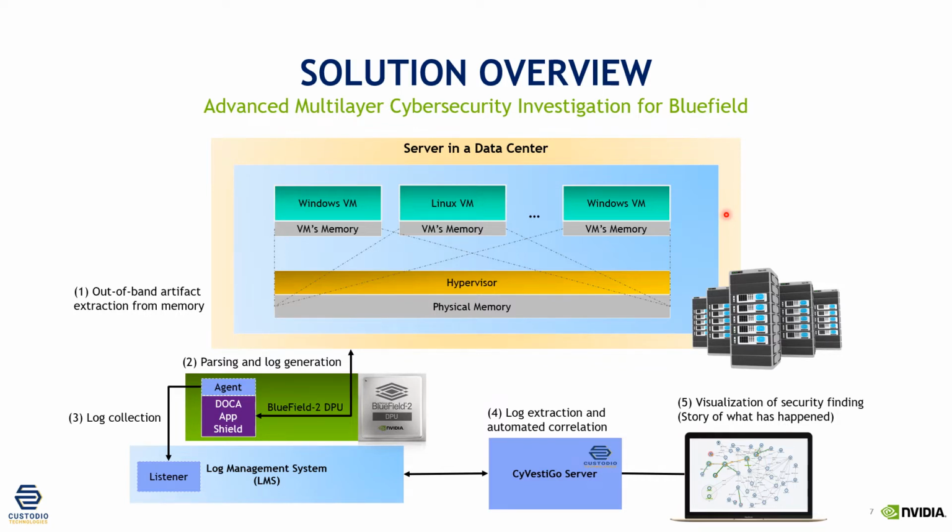Below the server, we can see the Bluefield 2 DPU, which is connected to the server and includes the Docker AppShield SDK running on the isolated ARM side of it. This SDK is linked to an agent that uses the out-of-band data collection capabilities of the Docker AppShield to collect its needed data from the host's memory and parse it.